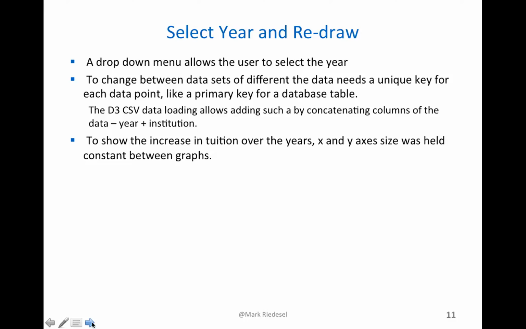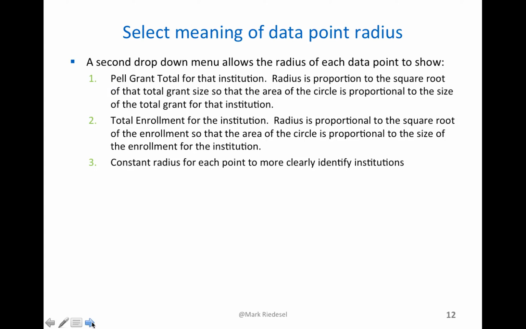So as I said, I wanted to create drop-down menus to select and redraw the data. It turns out that in order to do this, you have to make sure that your data has a unique key, just like the primary key for a database table. You can do this by combining different rows, and I combined the year and the institution name. I can thank my colleague, Sean Gervais, here at McGraw-Hill Education, where I work, for telling me that you had to do this. I would never have figured that out on my own. And then to show the increase in tuition over the years more dramatically, I held the axes constant so that you could see the increasing tuition. It increases going down the page. As you go from 2002 to 2010, as you'll see, the tuition just keeps getting greater and greater.